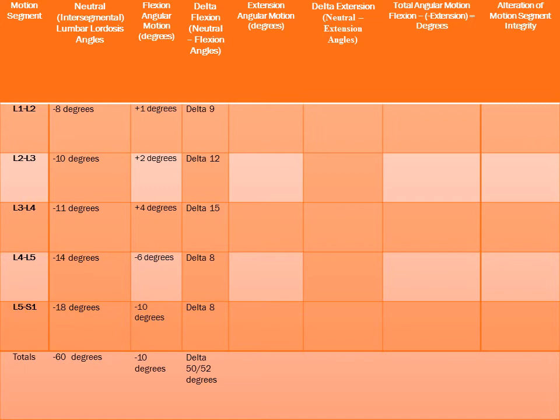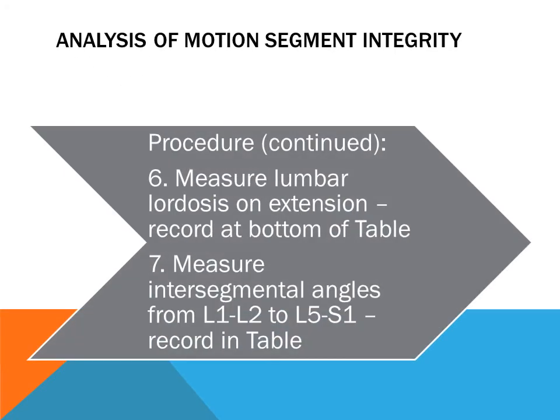And if you just look at that chart, you can see that the most mobile segment in lumbar flexion was L3, L4. And if we add all those delta F figures, you'll notice that it comes to 50 degrees, and that exactly coincides with the change in the global lumbar lordosis angle from minus 60 degrees to minus 10 degrees. So we're on the right track, and all of our numbers are coinciding and substantiating our findings.